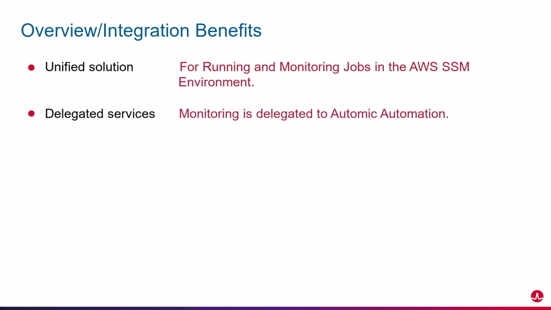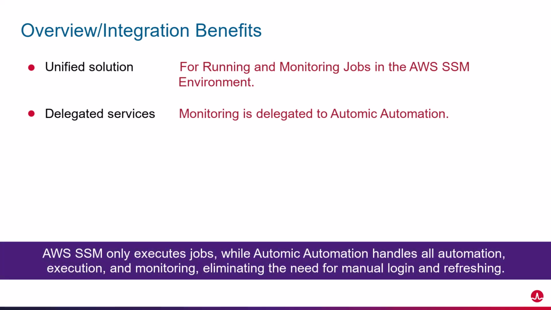AWS SSM's role is reduced to execute the jobs. All other functions, especially those about automation, are delegated to Automic Automation. This means that we do not have to log in to the AWS SSM environment and manually refresh it. Automic Automation manages all the execution and monitoring aspects.